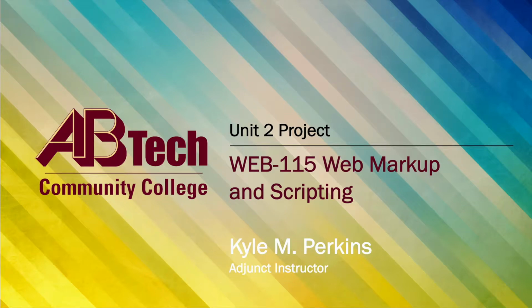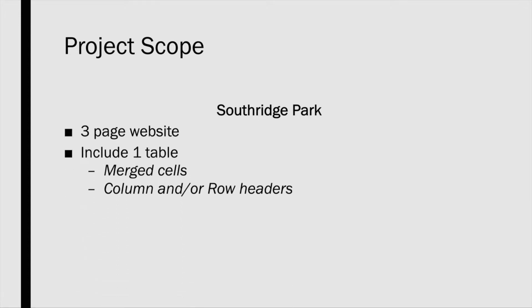Welcome to the Unit 2 project. This project will be slightly different from the Unit 1 project. Overall, you'll be working with the South Ridge Park. This site will also have 3 pages, just like the first project. You must have one table that has merged cells and column and/or row headers.